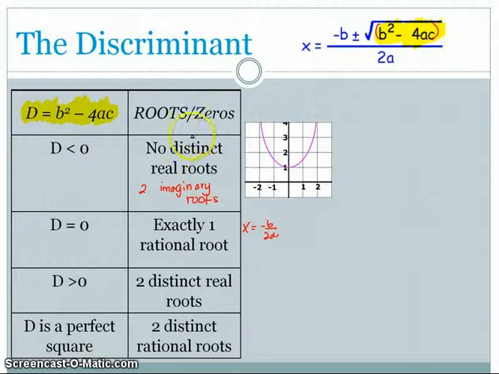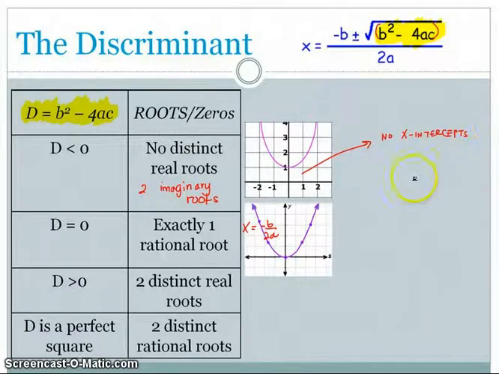Now you can see from the first problem, if the discriminant is less than 0 and I have no real roots, then of course I have no x-intercepts. So graphing is another way of telling you what your solutions are going to look like. If I don't have any x-intercepts, then I'm going to have imaginary roots. Now if I have exactly one rational root, then it will touch at exactly one point. Okay, so this is one intercept.